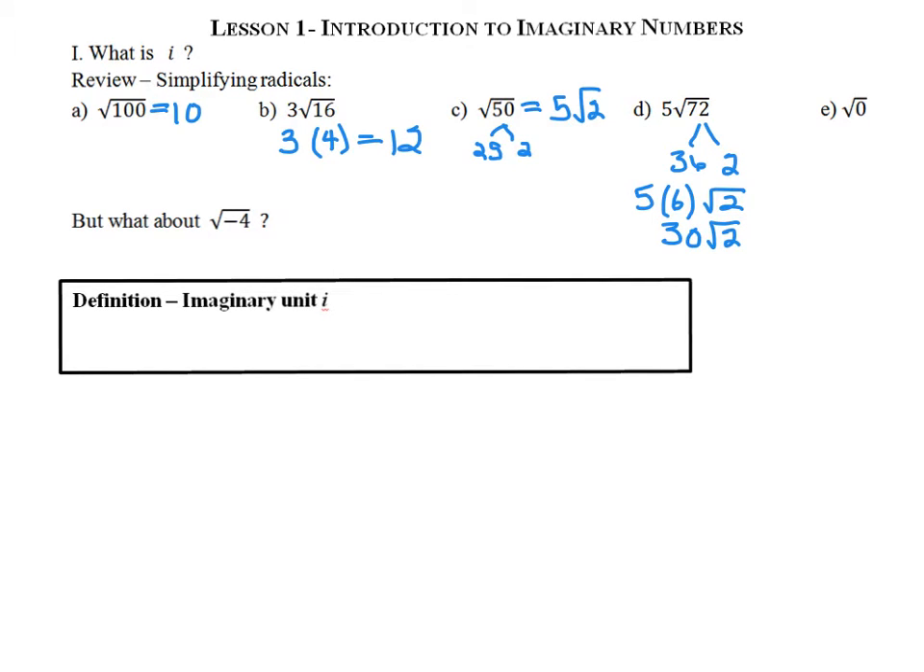And when we take a look at the square root of 0, that's one that we don't look at very often, but 0 is also considered to be a perfect square. The square root of 0 is just 0 because 0 squared is equal to 0.